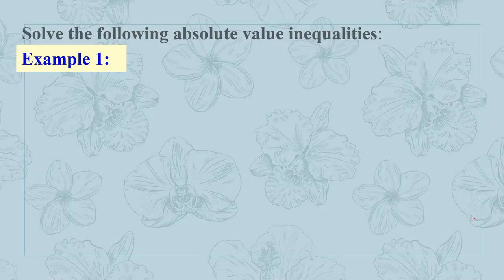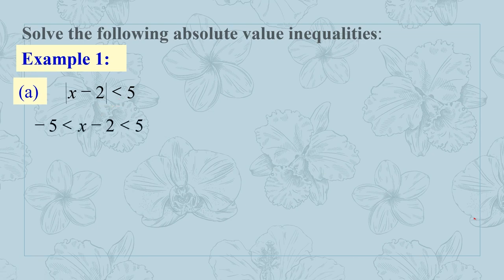Okay, let's look at the example. Given to us, absolute value of x minus 2 is less than 5. So by using the definition of less than, we can write it as x minus 2 is in between negative 5 and 5. And then we're going to bring negative 2 to the left and to the right. So negative 5 plus 2 will give us negative 3, and 5 plus 2 will give us 7. So our answer is x is in between negative 3 and 7.